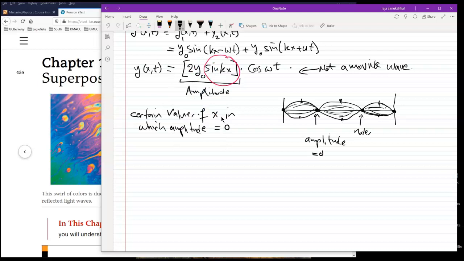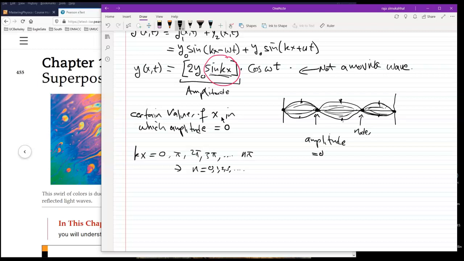So what values of kx will make the sine equal 0? Well, when kx equals 0, because sine 0 is 0. When kx equals pi, sine pi is 0. 2 pi, 3 pi, and so on. Basically, n pi, where n equals 0, 1, 2, 3, and so on, right? So in other words, those values will cause the amplitude to be equal to 0.